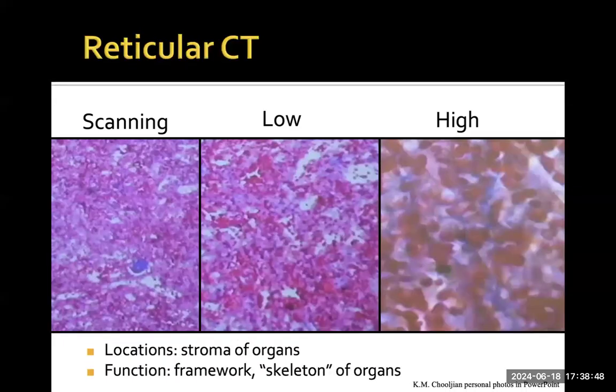Next is going to be reticular connective tissue. This one looks very spotted and pink and purple in color. The location here is going to be the stroma of the organs, and it's going to help build the framework or the skeleton of the organs.